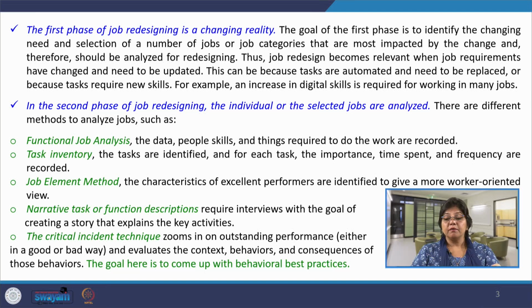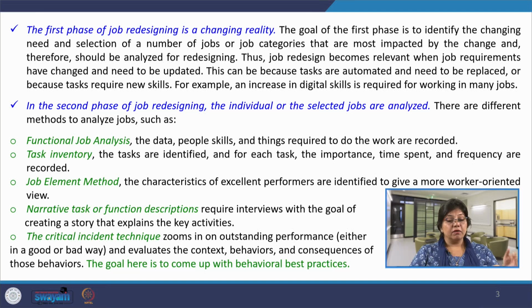So, job redesign becomes relevant when job requirements have changed and need to be updated. Now, this need to be updated is something where employees who already have skills need to enhance their skills with further training. This can be because tasks are automated and need to be replaced, or because tasks require new skills. So, this is about understanding the changing environment, changing needs, and then creating jobs through alterations and modifications, so that jobs are performed in a more precise manner.